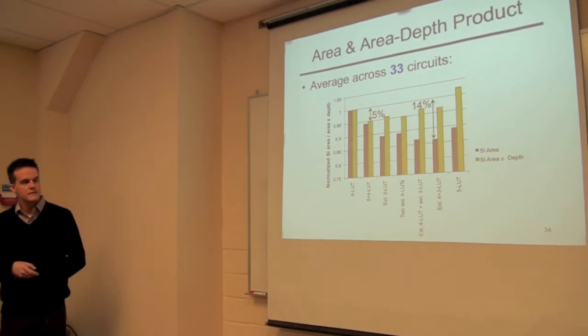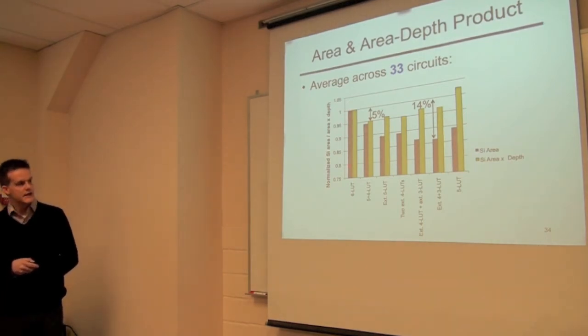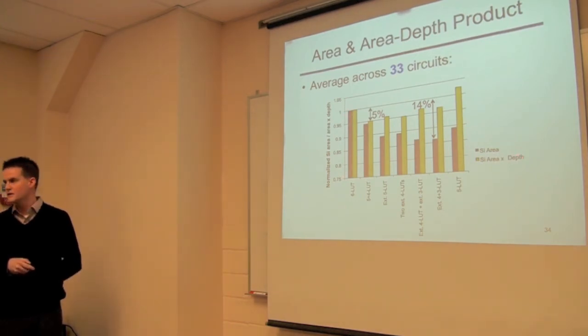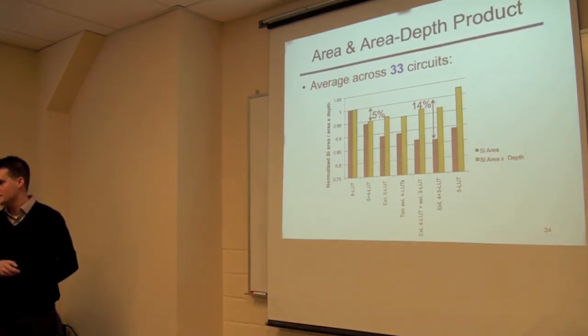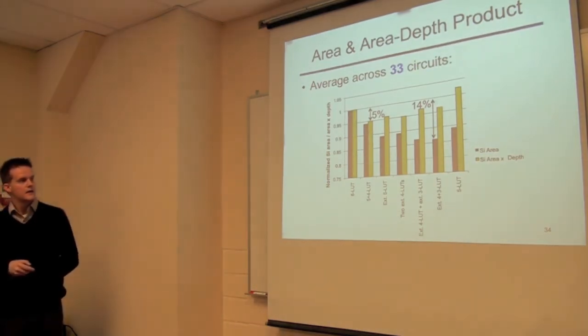If you do that, you get this chart right here, which has, again, maroon and yellow bars. Maroon bars are the silicon area relative to 6 LUTs. Yellow bars are silicon area times depth. So we try to do an area-depth product for the yellow bars. As you can see, this 5+4 LUT gave us our best result in area-depth product.